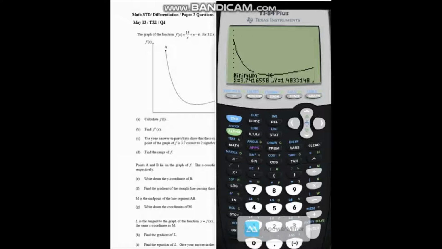We are then told points A and B lie on the graph of f. The x coordinates of A and B are 1 and 7 respectively. They exist at either end of the domain. Write down the y coordinate of B. So I just need to find the y value when x equals 7. You just click on second, trace, value, and 7. And the y value is 3.